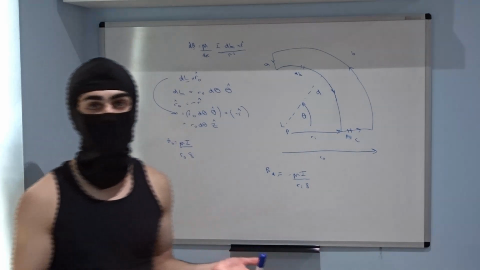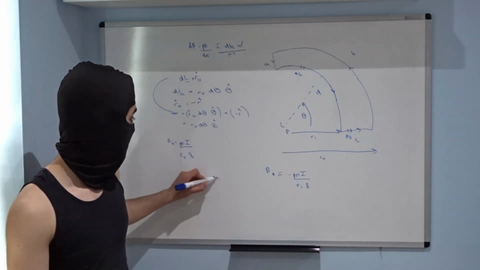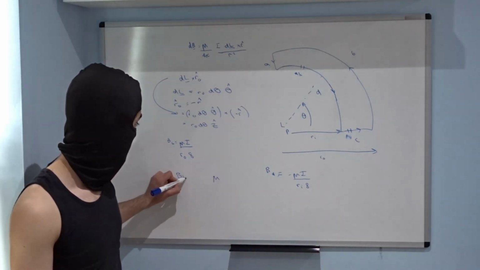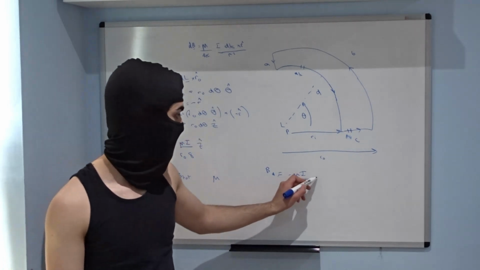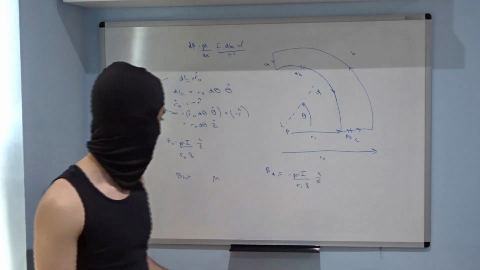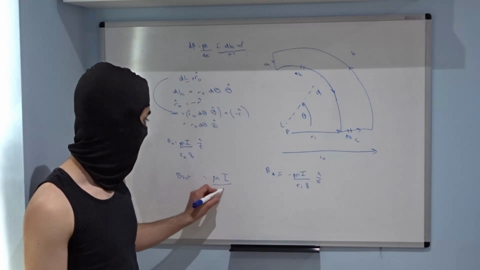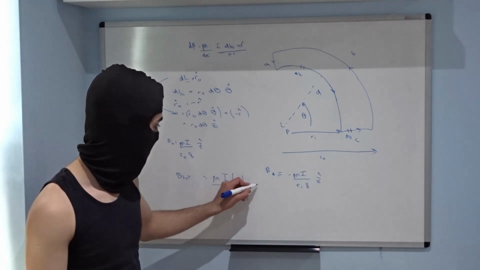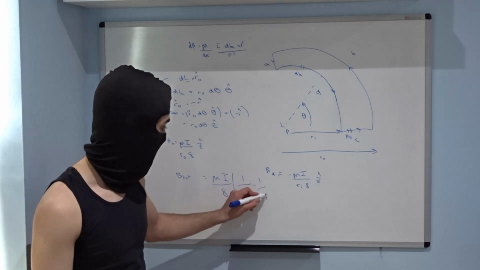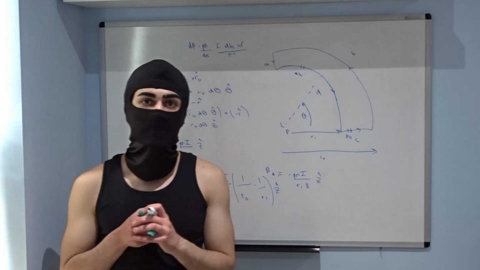Alright, now let's add the two up. So B total, don't forget that, it's important. B total is going to just be μ0 I over 8, 1 over R0 minus 1 over Ri, in the z direction. That's how you solve it.